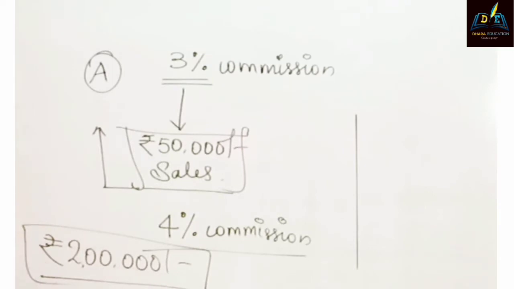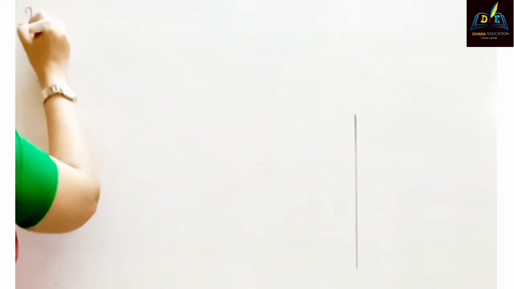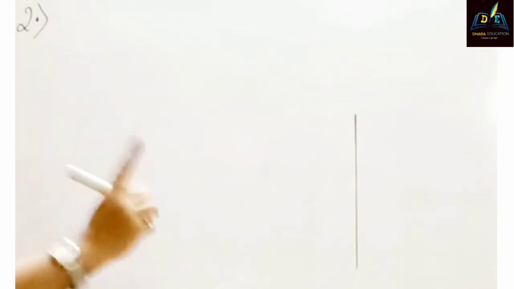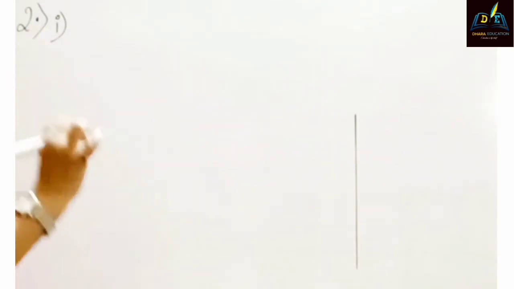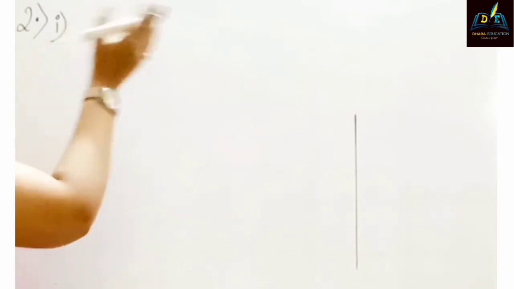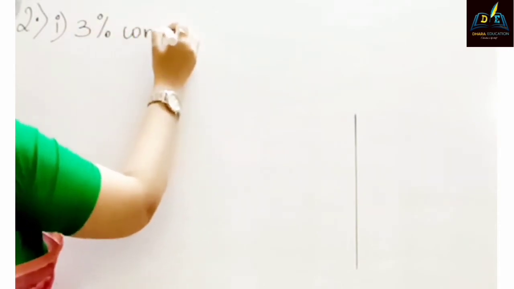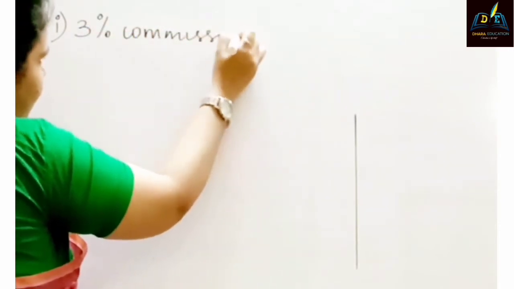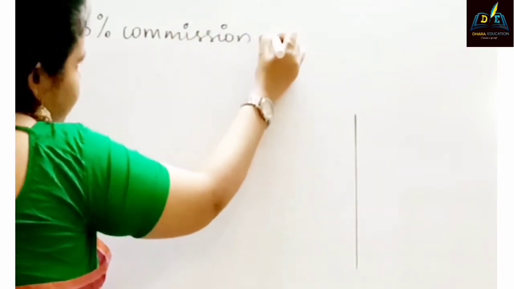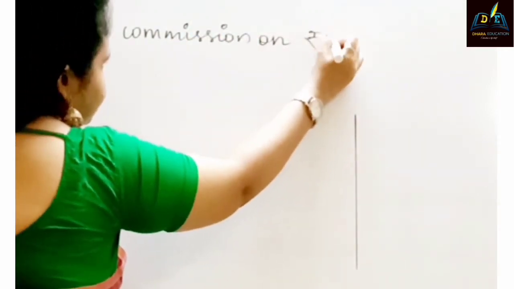Okay students, in the second sum, the first condition is that we need to calculate commission on the first 50,000 of sales, on which he is getting 3% commission. So first of all, we will calculate that 3% commission on rupees 50,000.